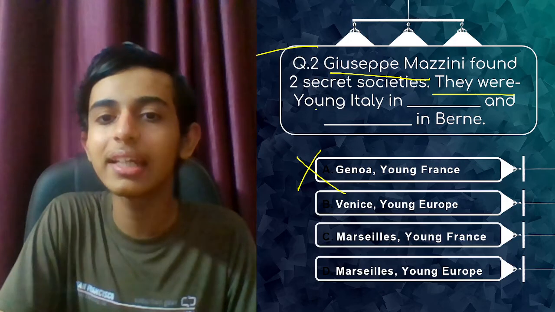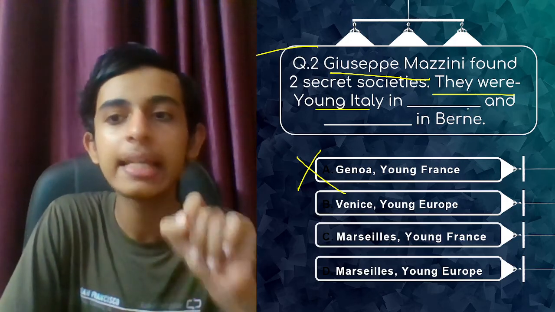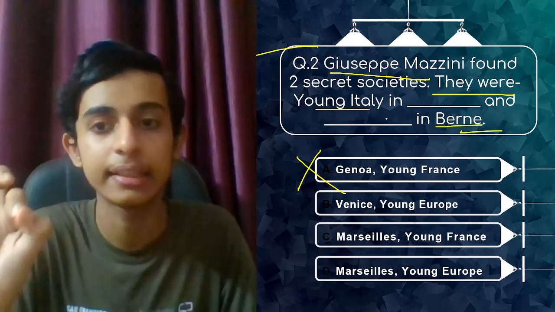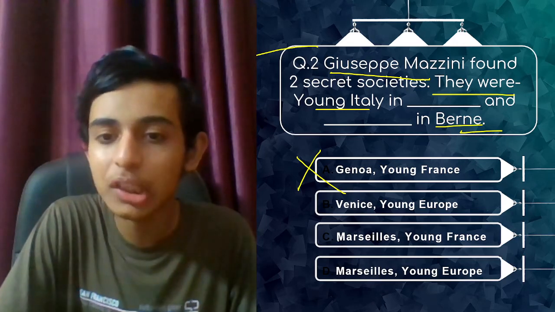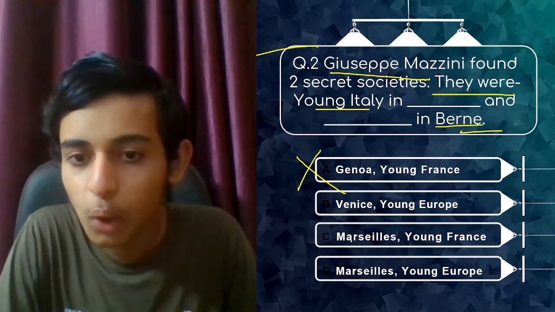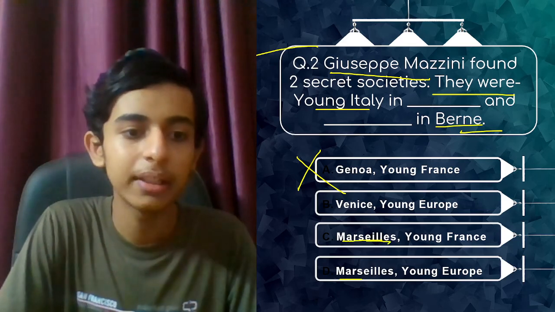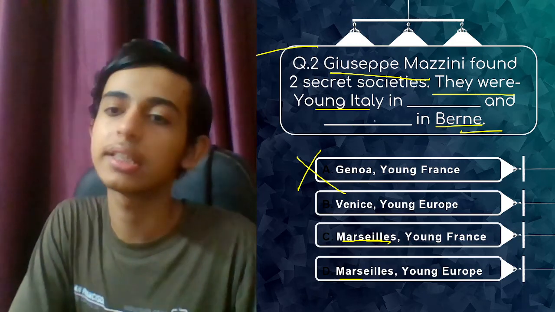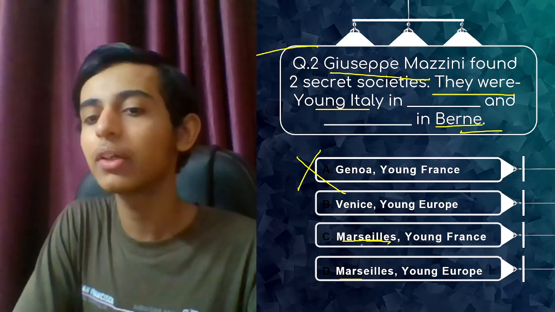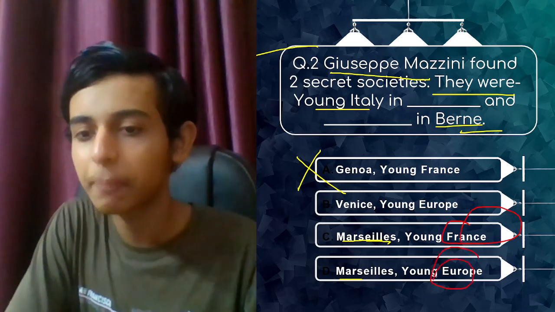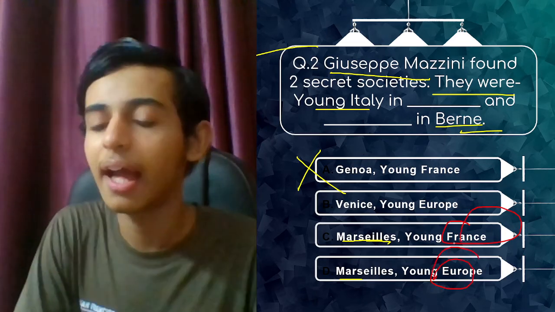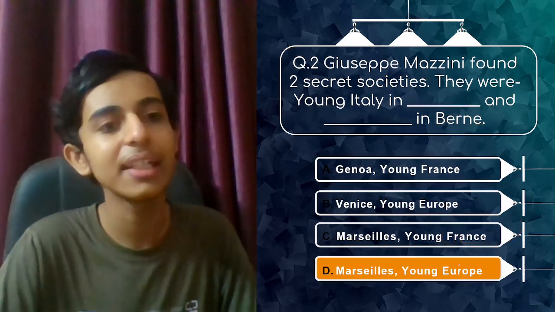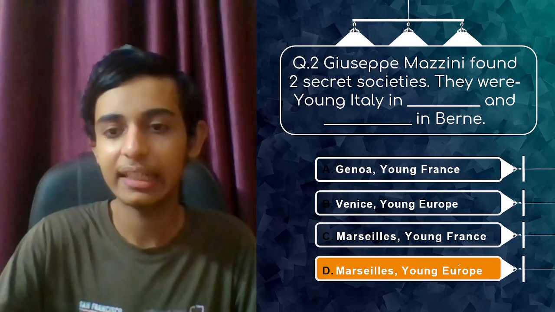Now first of all they are asking Young Italy in. So here you have to write the place, and dash in Berne. The place is given, you have to talk about the secret society in this. So Young Italy was established in Marseille. This we know. And there are two options with Marseille, but you have to be very careful because the next option would determine if it will be correct. Now dash in Berne is confusing: Young France or Young Europe, because France is in Europe. But as the answer suggests, it is Marseille and Young Europe, definitely.